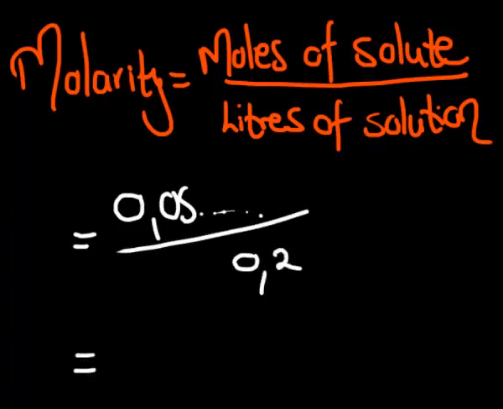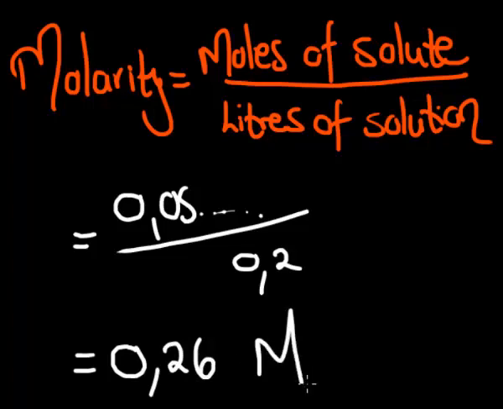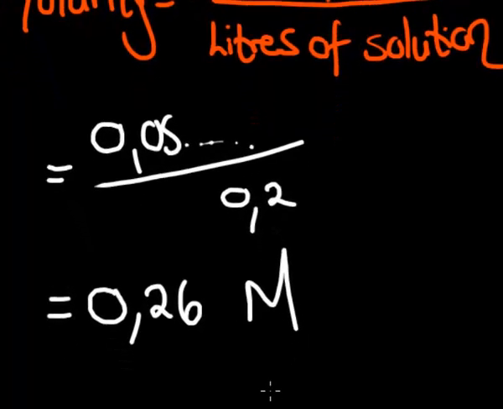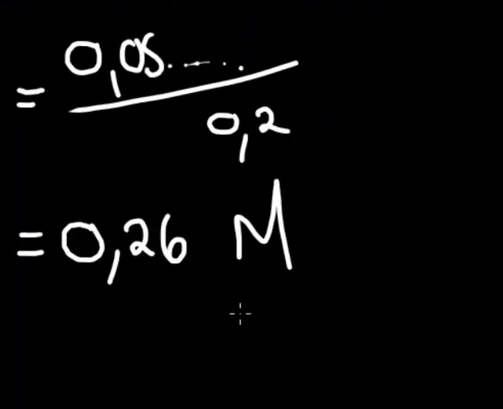And this gives me molarity, rounded off to 2 decimal places, of 0,26. Now we will call this molar, which is indicated by a capital letter M, and as we said, it doesn't stand for molarity, it stands for 0,26 molar.